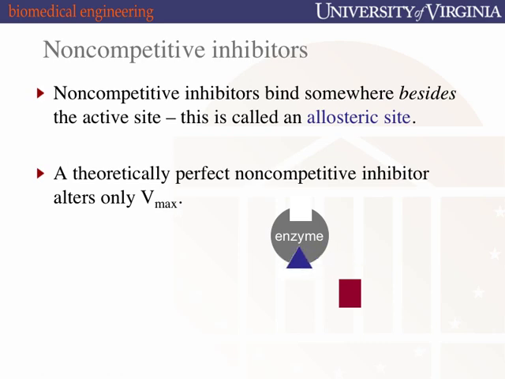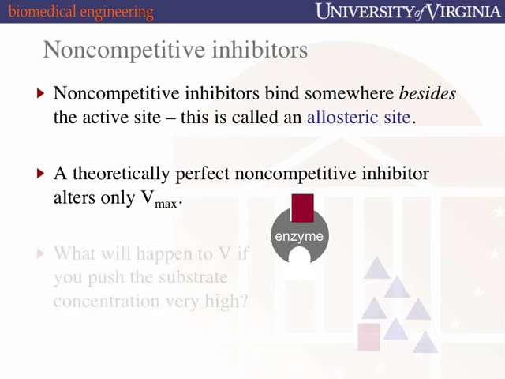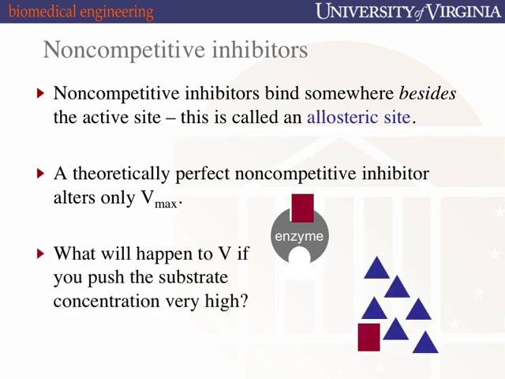All right, so here it is. It converts substrate into product. This is a non-competitive inhibitor. It binds at an allosteric site, and it changes the structure of that catalytic domain. And now triangle can't bind circle, right? Okay, so what'll happen in this case to the velocity of the reaction if you push the substrate very, very high?